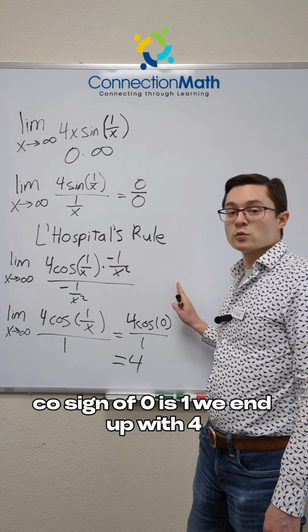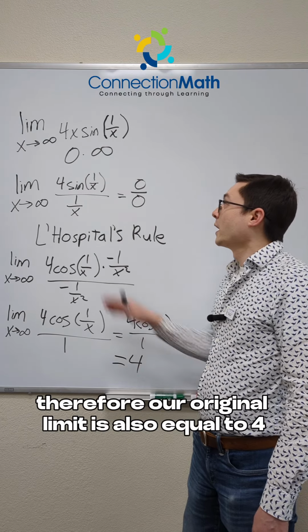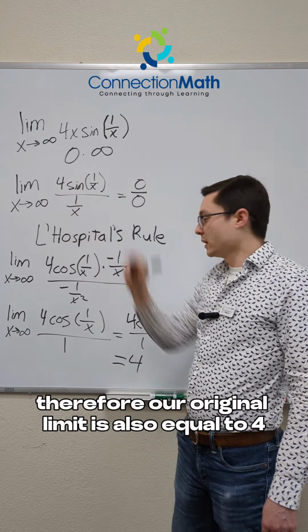Cosine of 0 is 1. We end up with 4. Therefore, our original limit is also equal to 4.